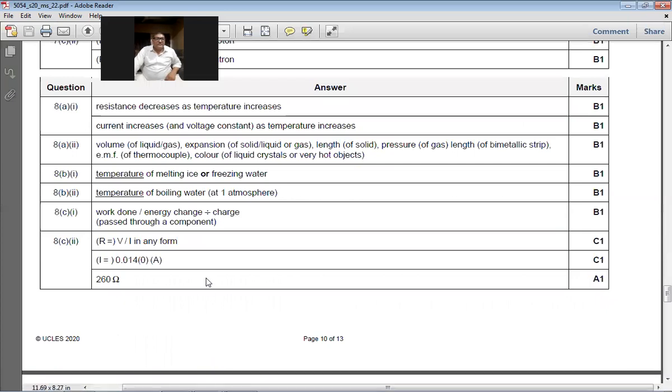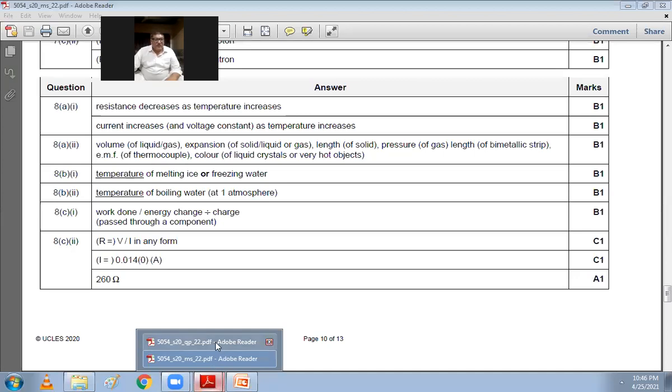And here we go. Question number 8, second part: volume of liquid or gas, expansion of solid, liquid or gas, length of solid, pressure of gas, length of bimetallic strip, EMF of the thermocouple, color of the liquid crystals, or color of very hot objects. So these are the physical properties which are used to measure the temperature. You only have to name one of them there. Okay, so let's go to the next question.